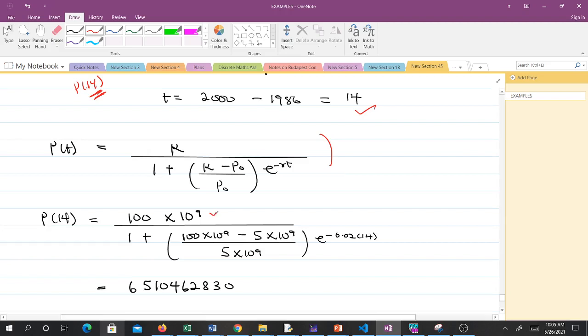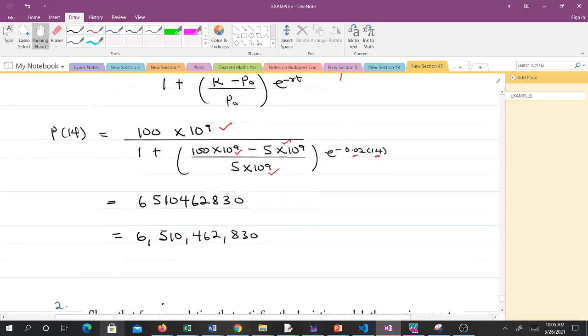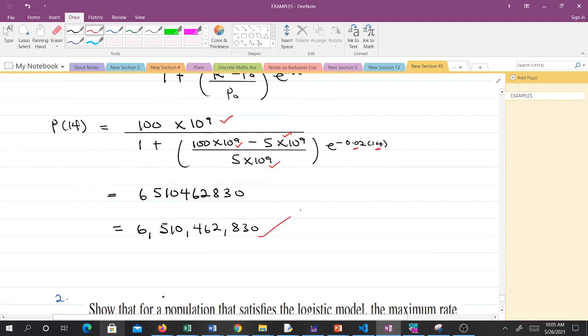So this is the carrying capacity, the initial population, then this is our r, this is our t, 14. So when you put it inside and you make your computation, you will get the value here, 6,510,462,830. So this will be the predicted population of the Earth in 2000 from the data we had from 1986.